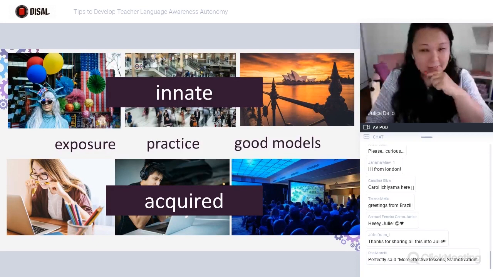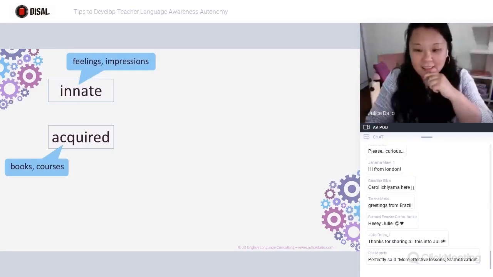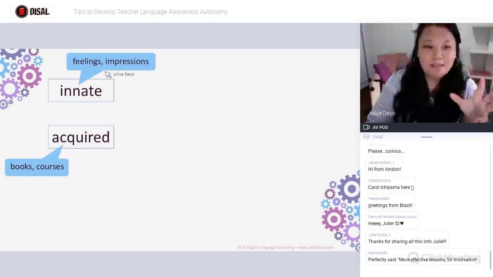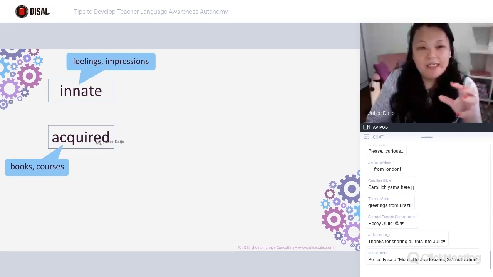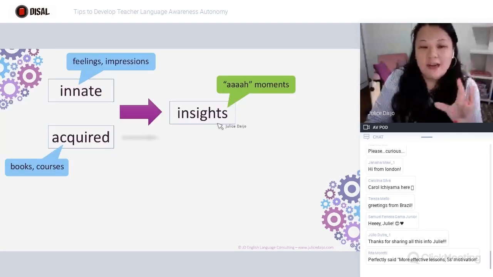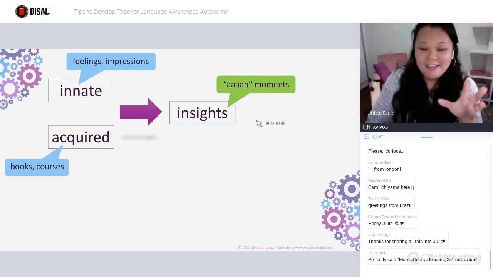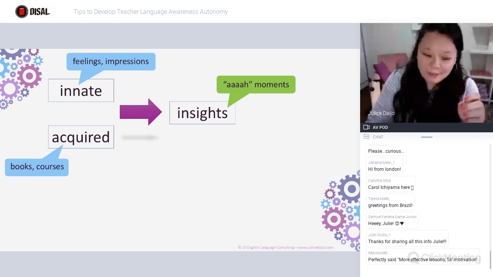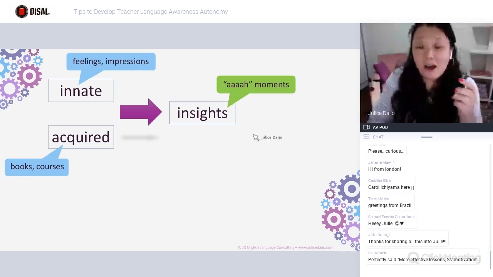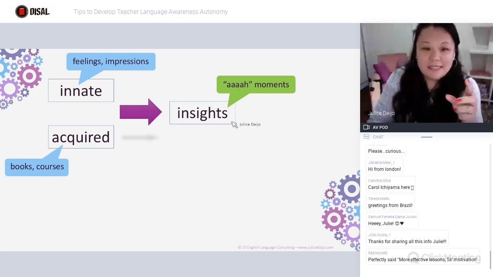So let's get to the point. How do we develop language awareness? It doesn't matter if it was innate, based on your feelings and impressions. It doesn't matter if it was acquired, if you learned it in books or courses. Something that is extremely important is that you try to have insights. And in our training courses, we call those the ah moments. You know, when the student goes like, ah, I got it, or when you're watching TV and you learn a new expression that there's an equivalent in Portuguese, and you go, oh, that's how they say it. So these insights have to be triggered.